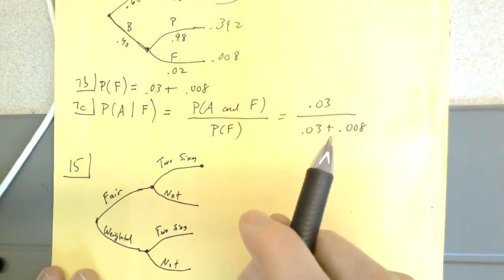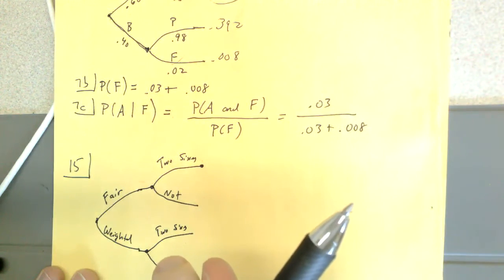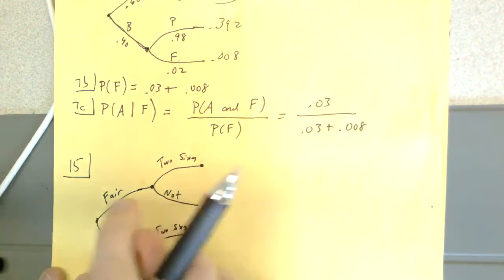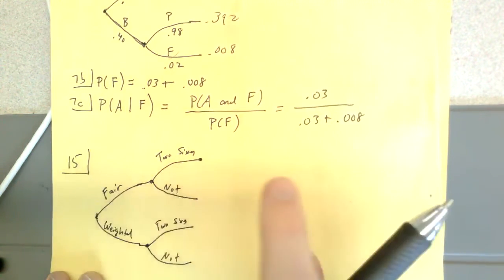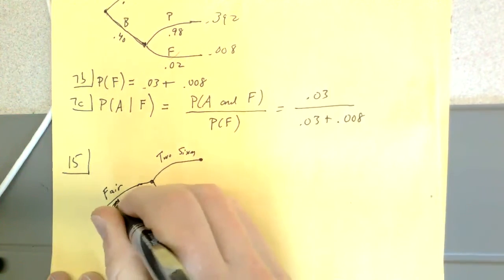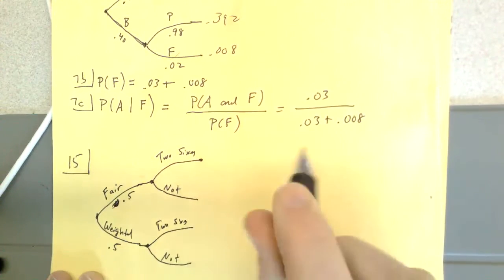So let's try and get some numbers on here. First of all, you're choosing randomly one of the pairs of dice. There's just 2 pairs. There's the fair pair and the weighted pair. So the probability of choosing either one of those is just 50%, so 0.5 on both of those.